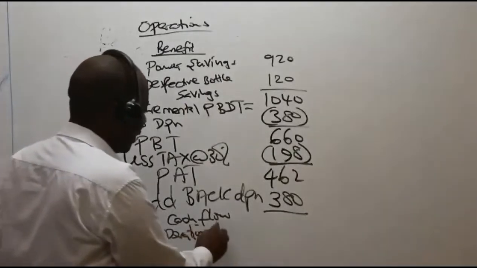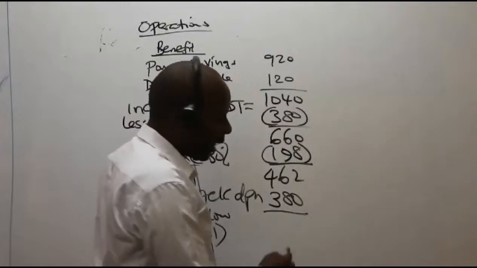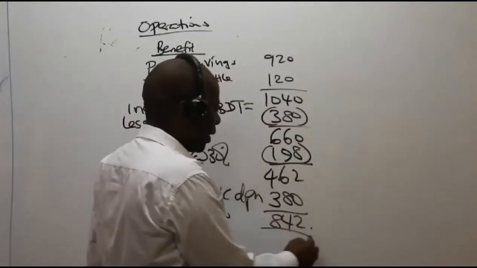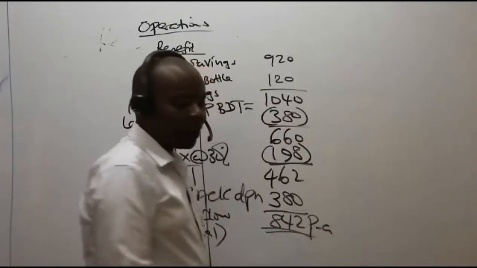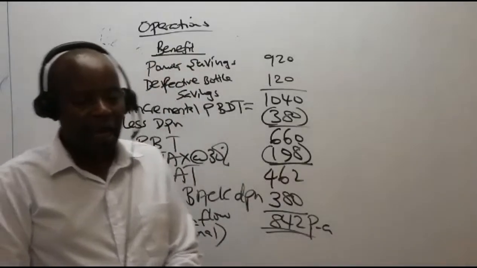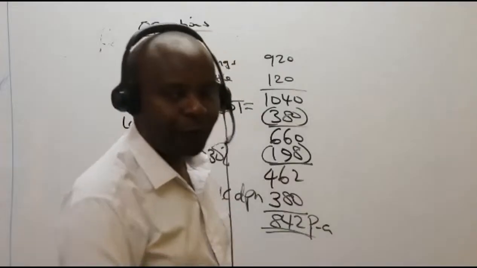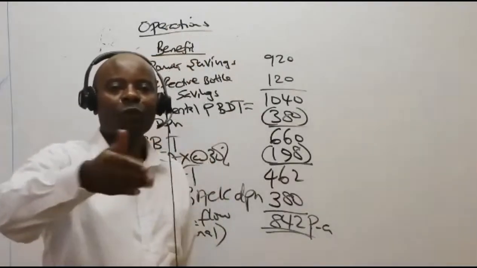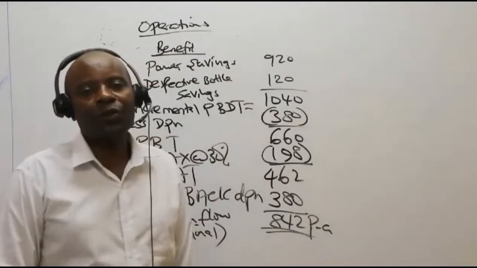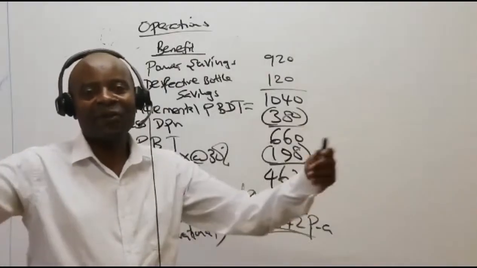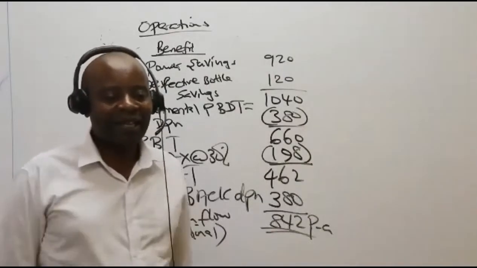Wanasema ni ngapi? Somebody, 842. 842 per annum. So the moment I get that, I have taken care of the operational cash flows for the 5 years, because they are annuities, regular, like that.